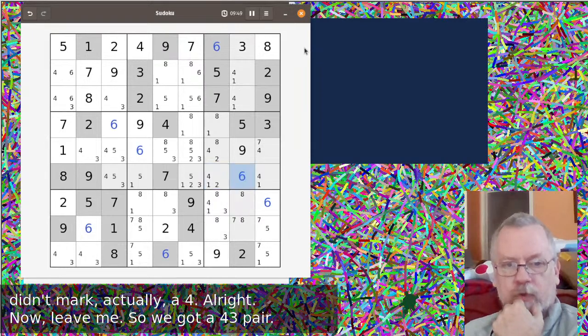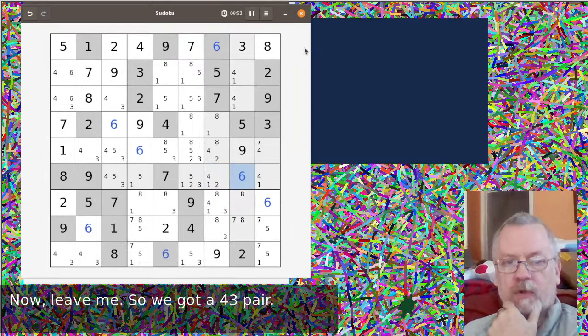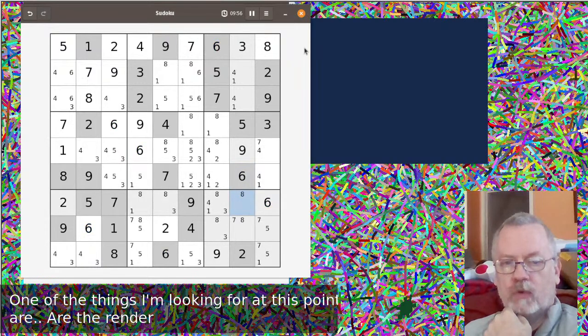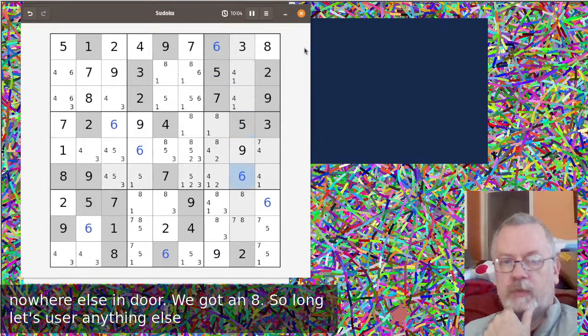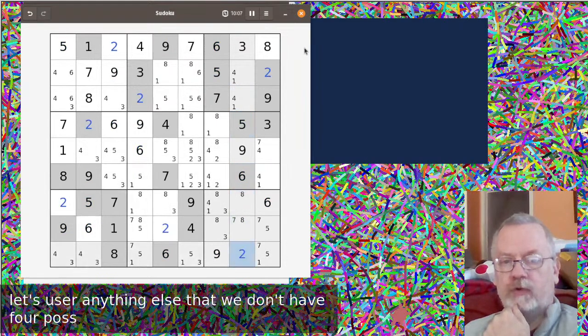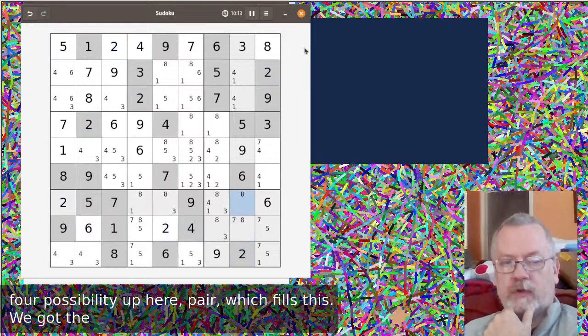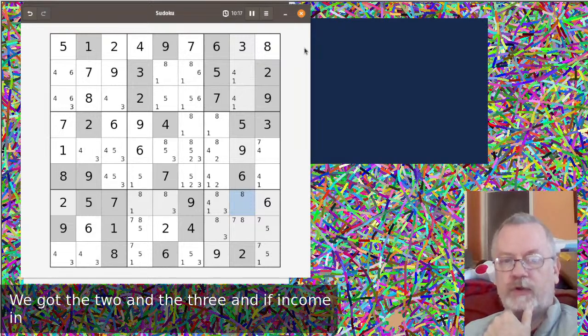One of the things I'm looking for at this point are there any squares that have something that's nowhere else in the row or column? There we go. We got an 8 standalone. Let's see, is there anything else that we know? So we got a 1-4 possibility up here, pair, which fills this. We got the 2 and the 3 in the column, 5, 6 in the column, 7 in the row, 8 is what we're trying to fill, 9 in the column, so 8 it is.